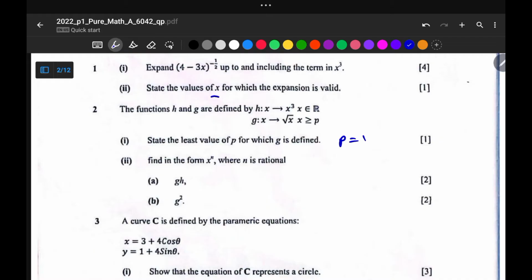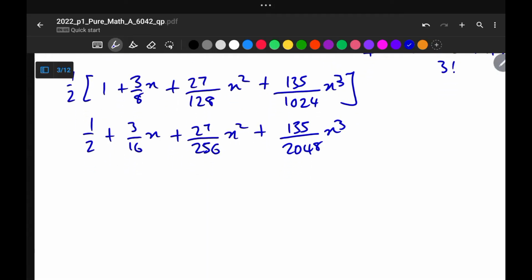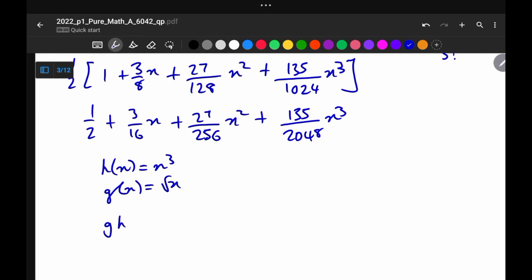Okay, and let us move on to the next part of the question, which says find in the form x raised to the power n, where n is rational, g of h and also g raised to the power 2, or g of g. So here we are given that h of x is equal to x cubed and g of x is equal to square root of x. For us to calculate g of h, we are going to substitute the function h into the function g of x.